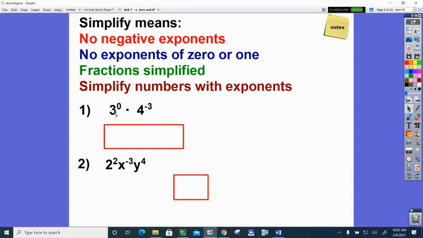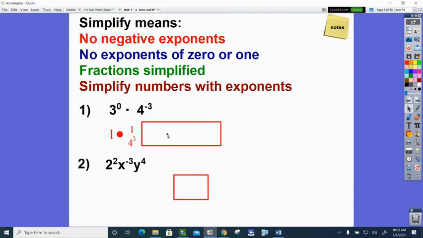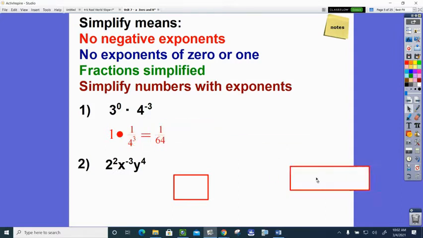So we have a 0 exponent. What's 3 to the 0? That would be 1. So we're going to take 1 times 4 to the negative 3rd. Now we have a negative exponent. We can't leave that. So I'm going to reciprocate that and put it on the bottom. So 1 over 4 to the 3rd. Now let's simplify the numbers with exponents. 4 times 4 is 16 times 4 is 64. And I end up with 1 over 64. So this mess simplifies to this very nice fraction.